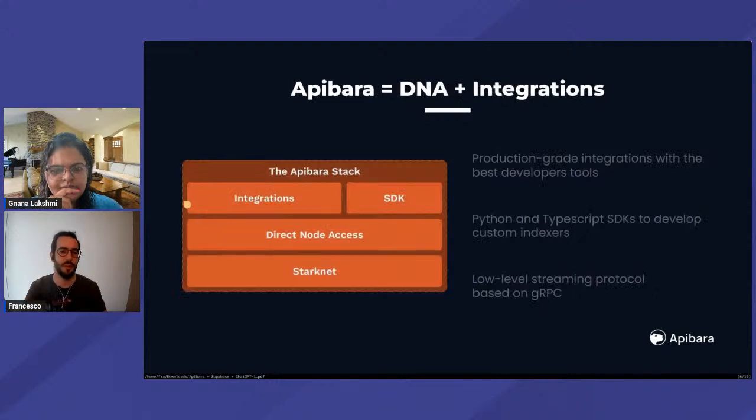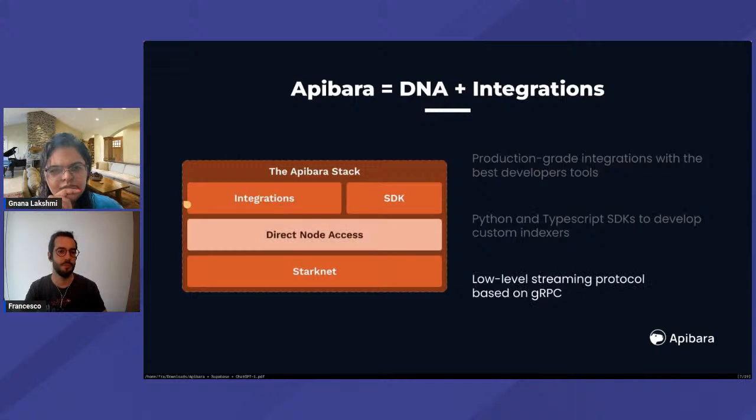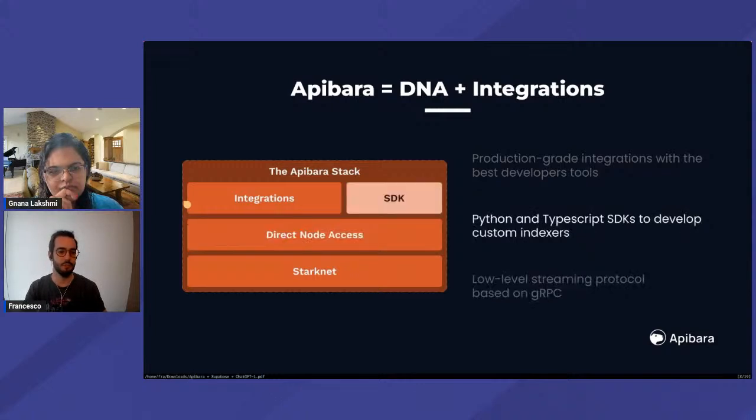So what is Apibara? The idea behind Apibara is that we make it very easy to build indexers. We first built what we call direct node access, which is a very low-level protocol that is very efficient and is a way to stream on-chain data into your application. Today we are not going to use that directly, but it can be used with, for example, one of the SDKs we have for Python or TypeScript. And that's how most of our users are using Apibara now.